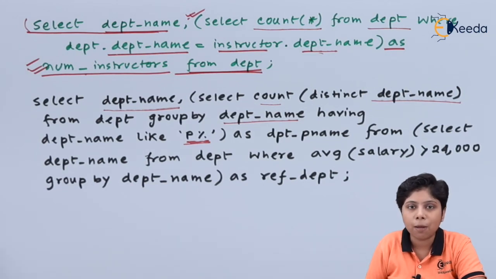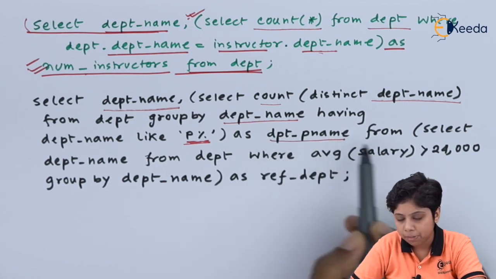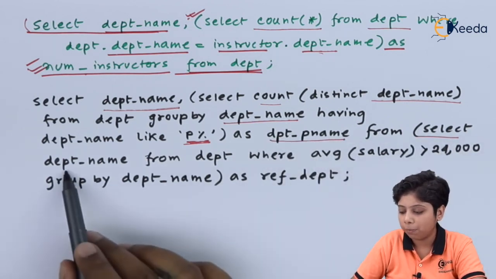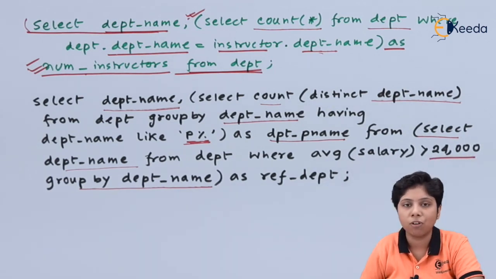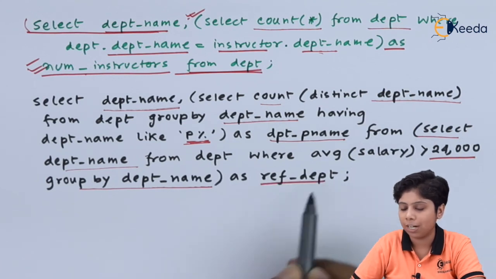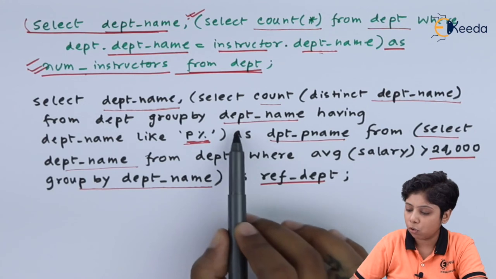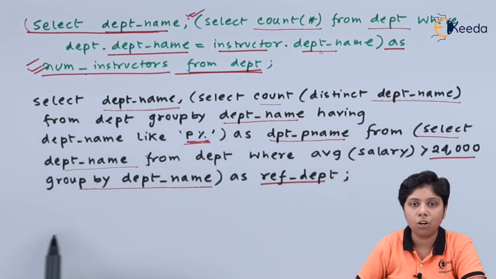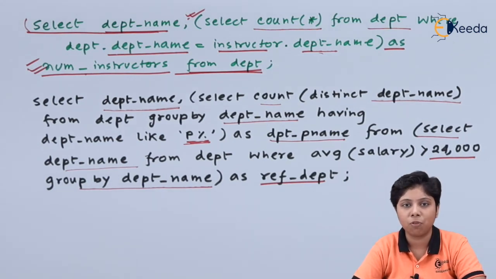Now what is the main relation we are using? As department P name, from the department relation will be configured as the average salary greater than 24,000, and we are referencing this one as a reference department relation. So we are putting the group by, having clause, where clause, with clause in a single query. So this is the form of a complex subquery.